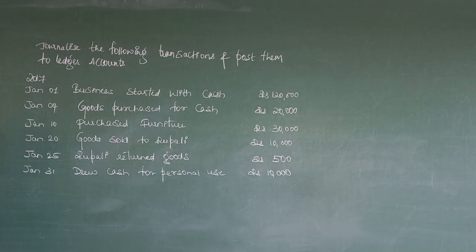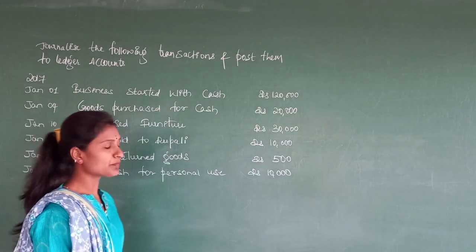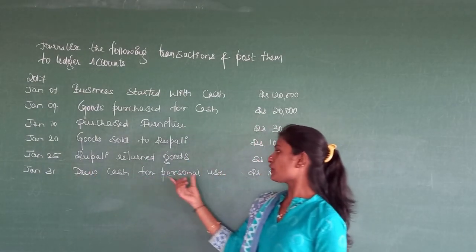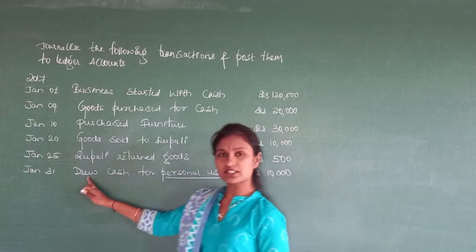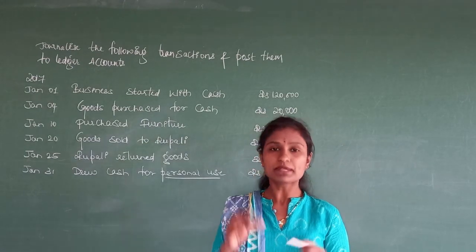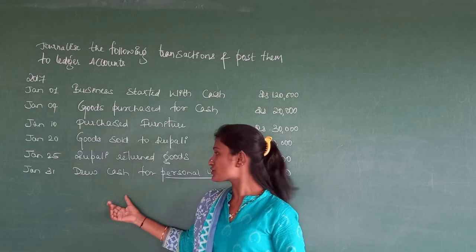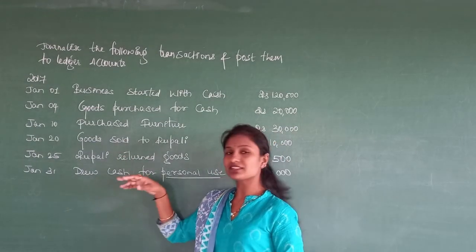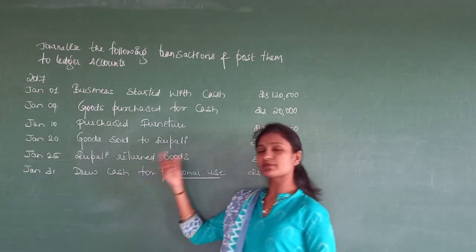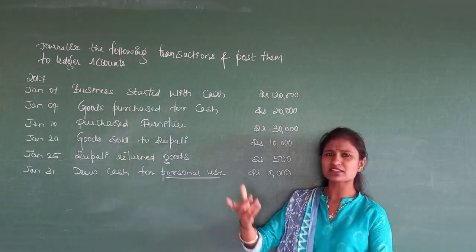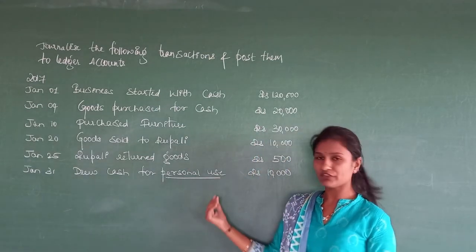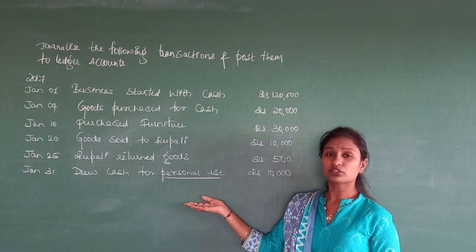Next, on January 31st, drew cash for personal use, rupees 10,000. Definitely the business amount has been withdrawn, for what? For personal use. Drew in the sense withdrew. Now, cash withdrawn from where? Not our personal cash, but from the business, because all these transactions consider only the business point of view. So business cash has been withdrawn for personal use. Personal use may be for a daughter's marriage, son's marriage, or some other reasons. So it is called drawings, as you know.